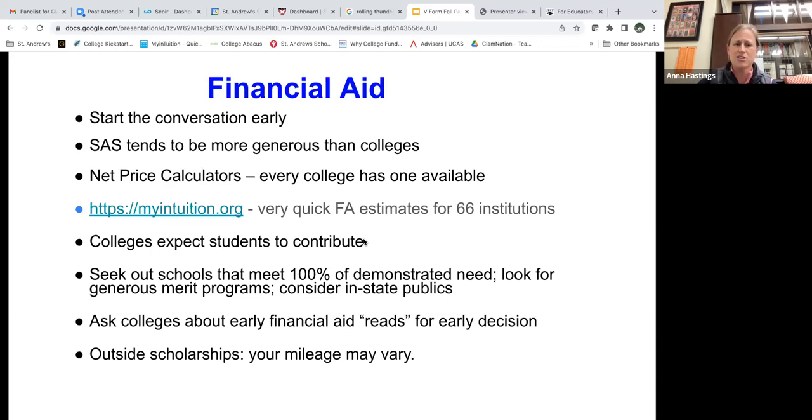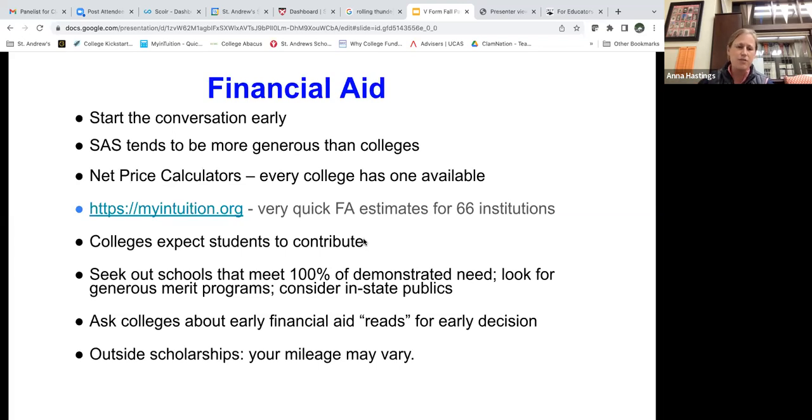Now, you might be saying to yourself, how do I figure that out? There are net price calculators by law on every college website. If you go to their financial aid website or to their admissions website, you can find them and they can help you do some predicting of approximately what you might be expected to pay at that particular school.